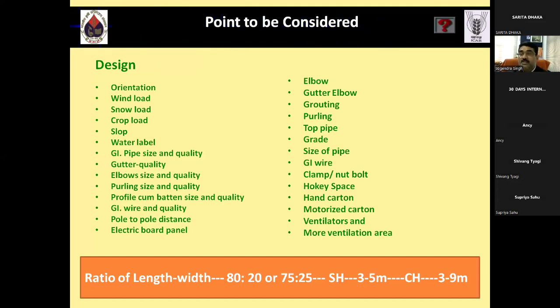But now it is my experience: the design, after the terminology of the engineering, these are the parts, everybody is a part using in the development of the greenhouse.